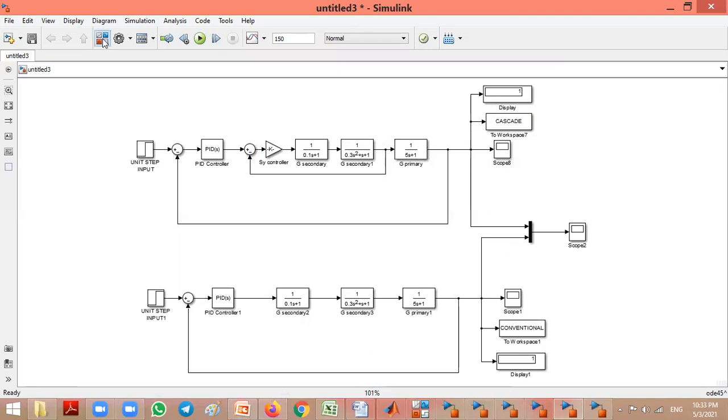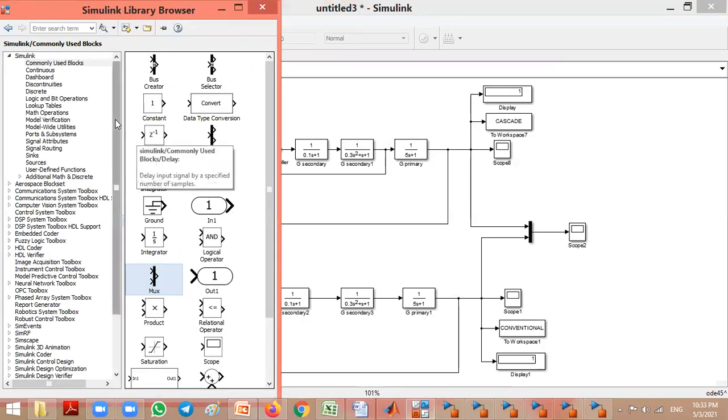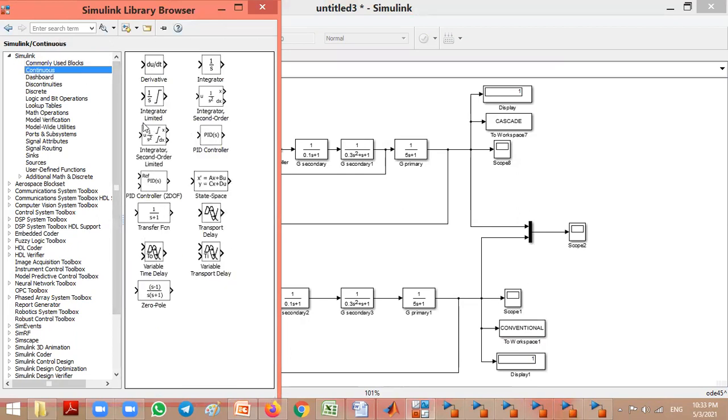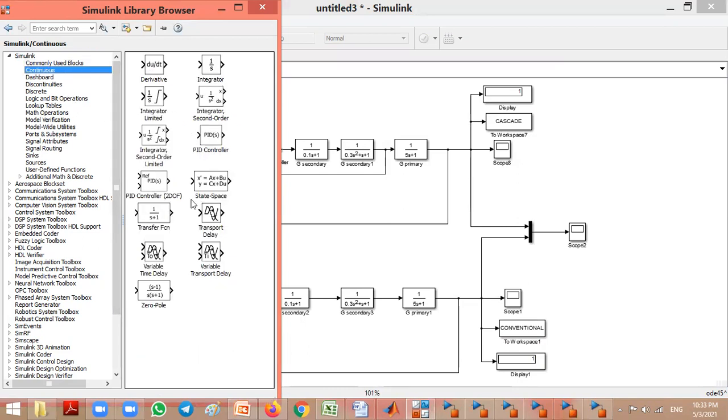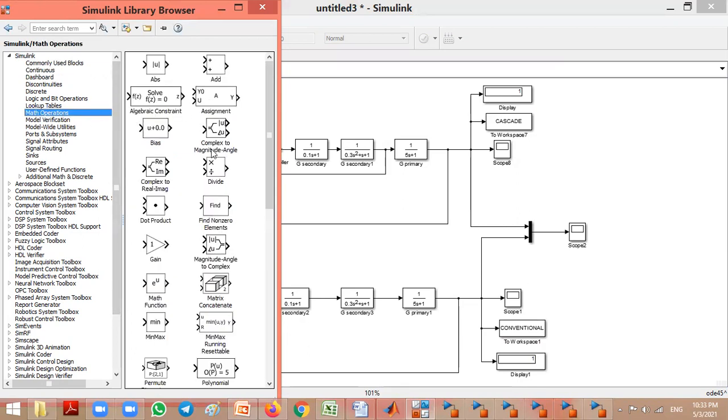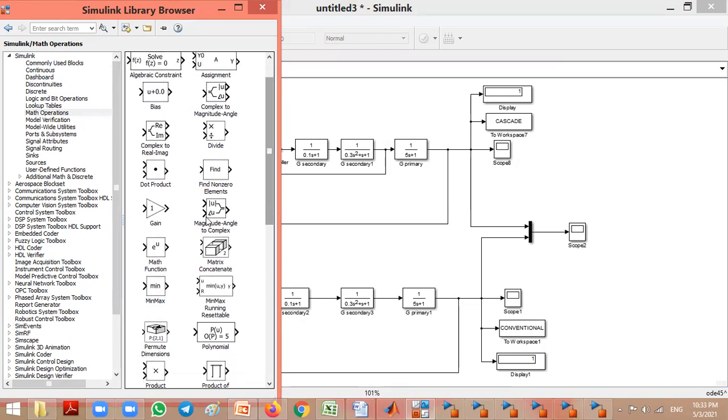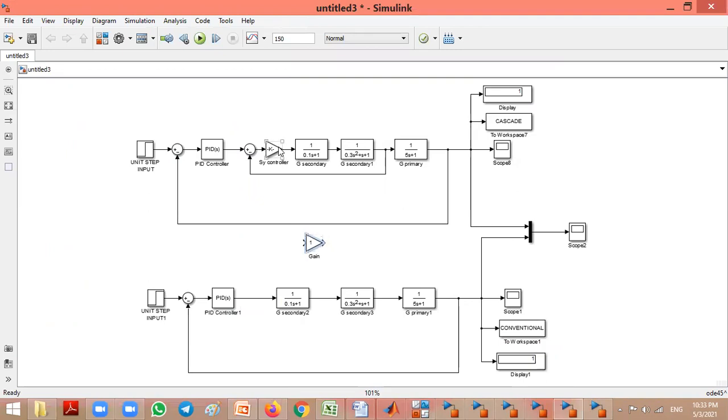So where to take the mux? Mux can be taken from continuous. Okay, mux, sorry, commonly used block, you can have the mux. Okay, here it is. See, you can use that mux, and in the gain block you can see in continuous. If it is not available in continuous, go to math operation. There you can see the gain block. So this gain block is used in the place of secondary controller. Okay, right?